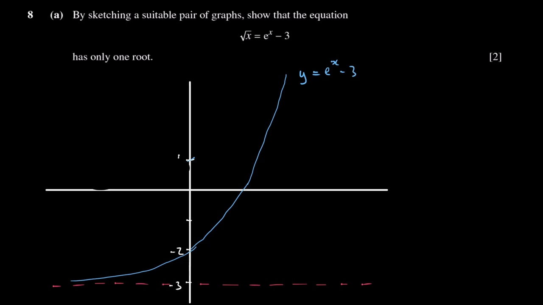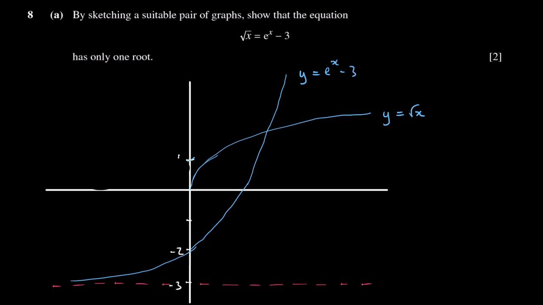And what's the graph of root x going to look like? Well, the graph of root x just looks like this, starts at the origin. It's kind of like the quadratic, but on its side. It's like that. And remember, we only take the positive value of the square root in order for it to be a function.